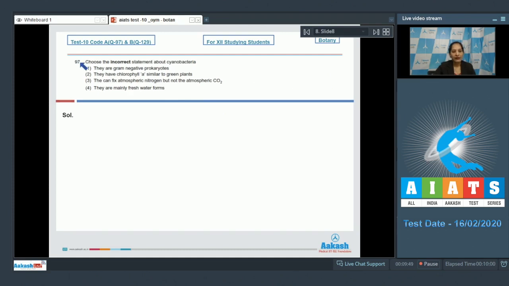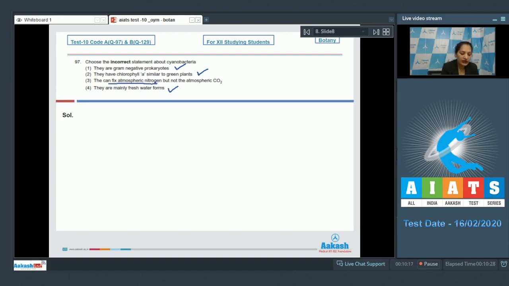Question number 97. Choose the incorrect statement about cyanobacteria. First option, they are gram-negative prokaryotes. It is correct. They have chlorophyll A similar to green plants. It is also correct, as chlorophyll A is the universal pigment. Fourth one, they are mainly freshwater forms. It is also correct. Third one, they can fix atmospheric nitrogen but not the atmospheric CO2.